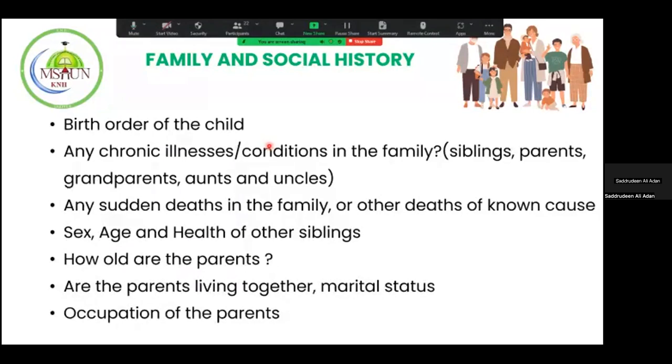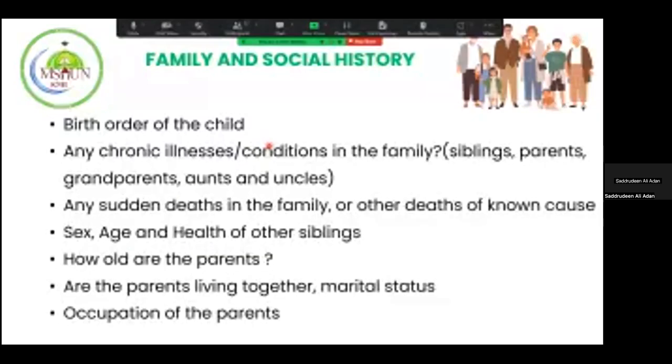Sorry. How old are the parents? Good to note. You might find that the mother is 20 years and the father is about 70, or the mother is quite old. It's good to indicate the ages of the parents.